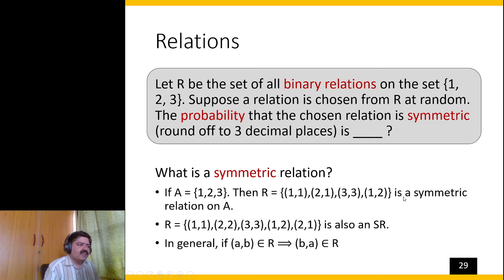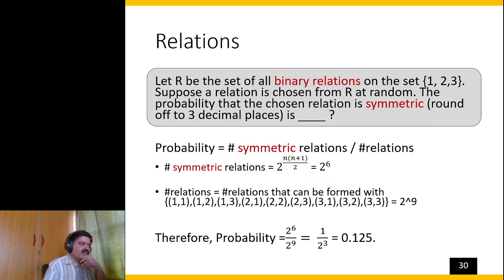So that's what makes the first relation symmetric. Now let's take the second example. (1,2) exists implies (2,1) also exists. That's why the second one is a symmetric relation. So now that you understand what symmetric relations are, can you find out the probability of choosing a symmetric relation at random?